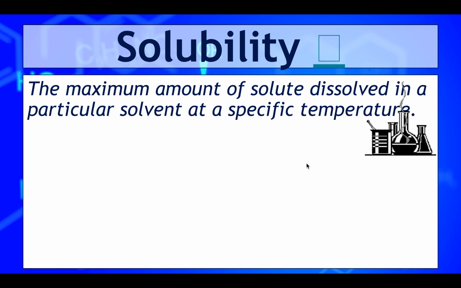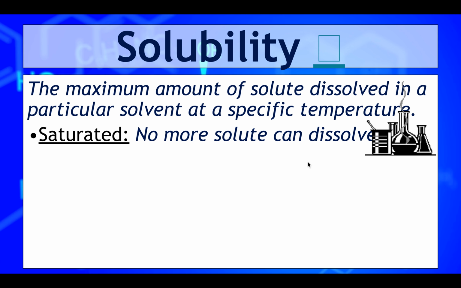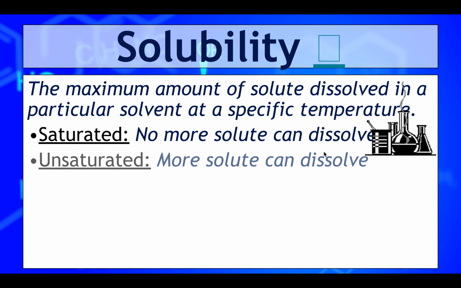Solubility is the maximum amount of solute dissolved into a particular solvent at a specific temperature. So the amount of solute you can have in a solution depends on temperature. You can have 3 different types of solutions. Saturated, which means that you can't get any more of the solute to be dissolved. Unsaturated, which means that you can add more solute. You can add more and it will dissolve.